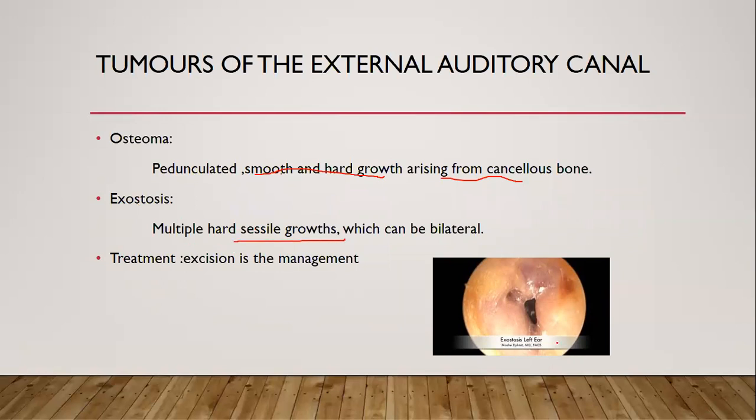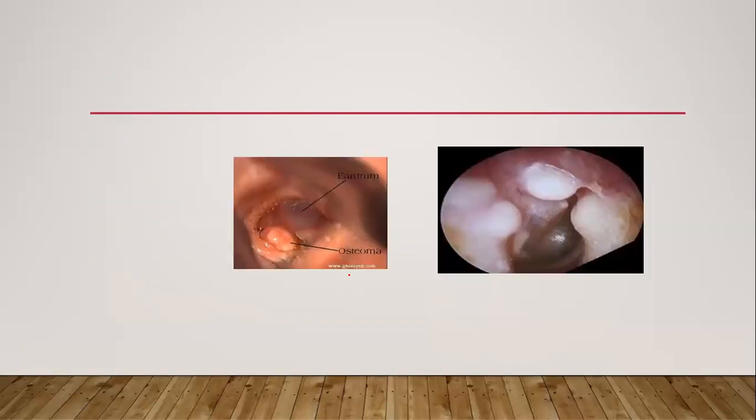So this is a picture of exostosis. It is a multiple form of tumor growth. Okay, then the treatment: excision is the primary treatment for removing these forms of tumors.